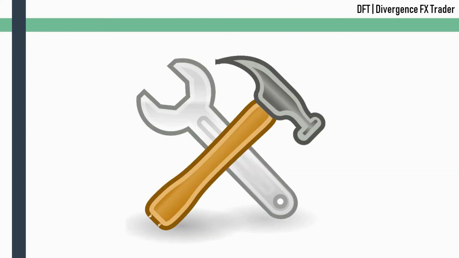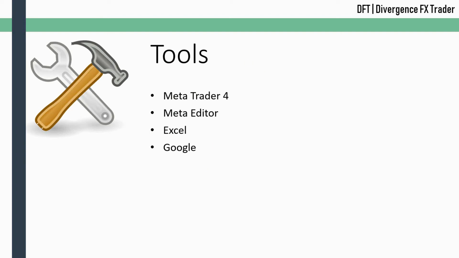Okay, let's move to the tools. We're gonna use MetaTrader 4, MetaEditor, Excel and Google. MetaTrader 4 we're gonna use for testing, MetaEditor for coding our EA software, Excel for analysis of our tests, and Google of course for research.